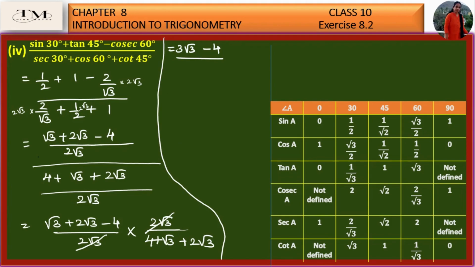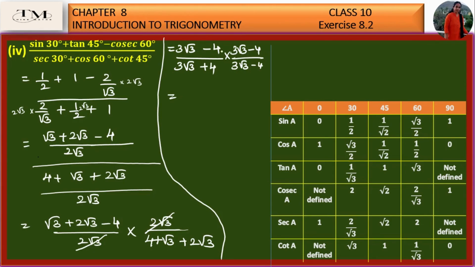Not 4 plus 2, root 3 plus 2 root 3. So 1 root 3 plus 2 root 3 is 3 root 3. The remaining is plus 4. Now we have to remove this root 3. So we have to multiply by the conjugate. So what is the conjugate? It is nothing but 3 root 3 minus 4 divided by 3 root 3 minus 4. Just put an opposite sign. If it is minus, put plus. If it is plus, put the negative sign. Now we have 3 root 3 minus 4, 3 root 3 minus 4.